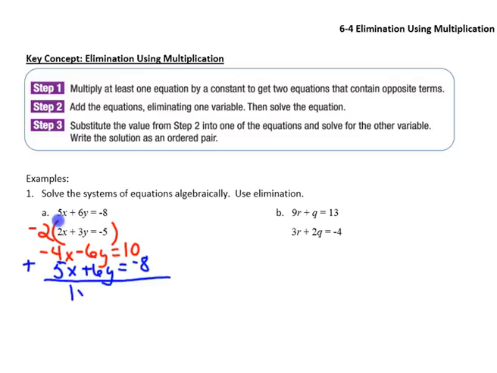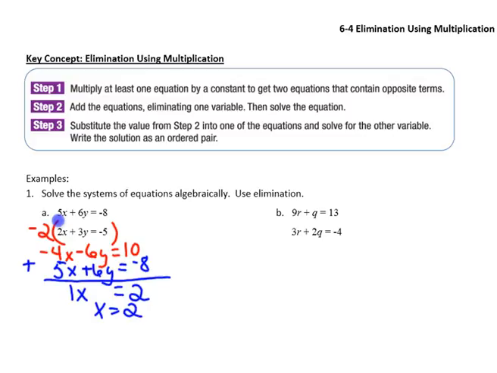-4x and 5x is 1x. If you write it as just x, that's even more correct. -6y and 6y, those are going to cancel out. 10 and -8 is going to give me 2. So I now know, because 1x is the same as x, that x is 2.